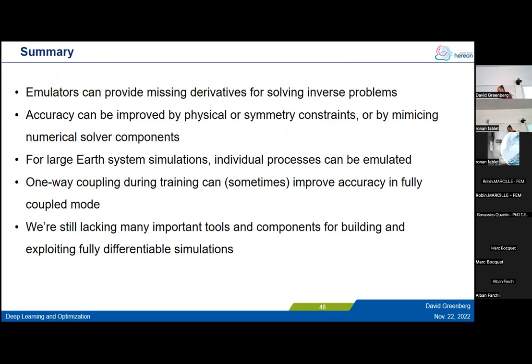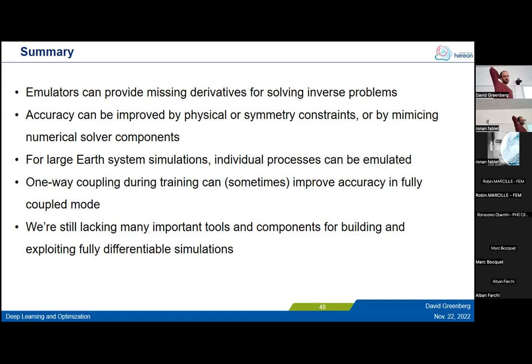So to sum up, what have we gone over? Started playing with these things. We saw that they could actually provide derivatives when we don't have them from the original simulation, just by learning from simulation data. We can make them better if we can come up with physical or mathematical constraints that come from our knowledge of the system, spatial invariance for convolutions, these group equivariant things, or this mathematical structure of inverting a linear system. When we get to bigger systems, just kind of emulating the whole thing to solve inverse problems isn't going to scale, and we're really more interested in going for individual processes.